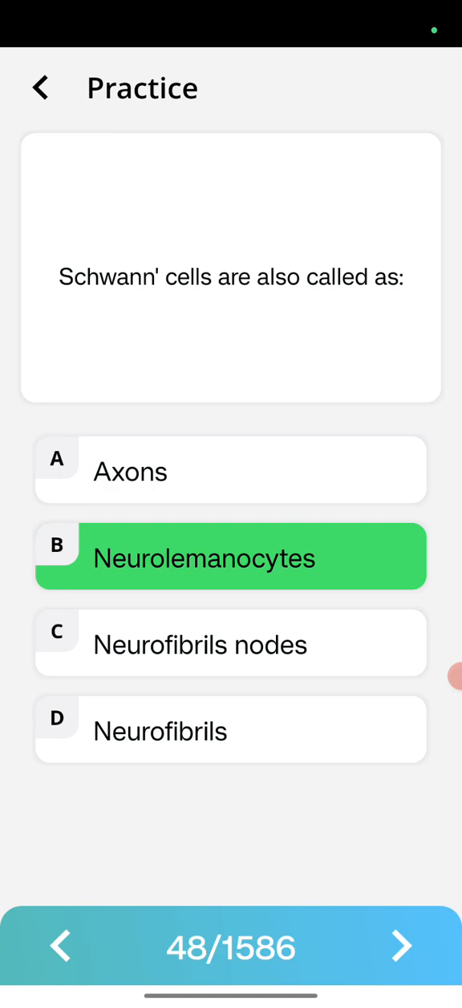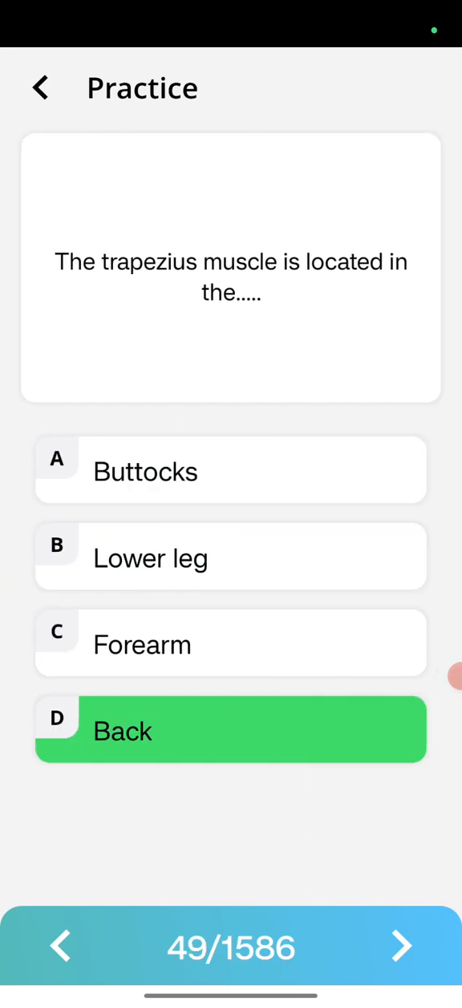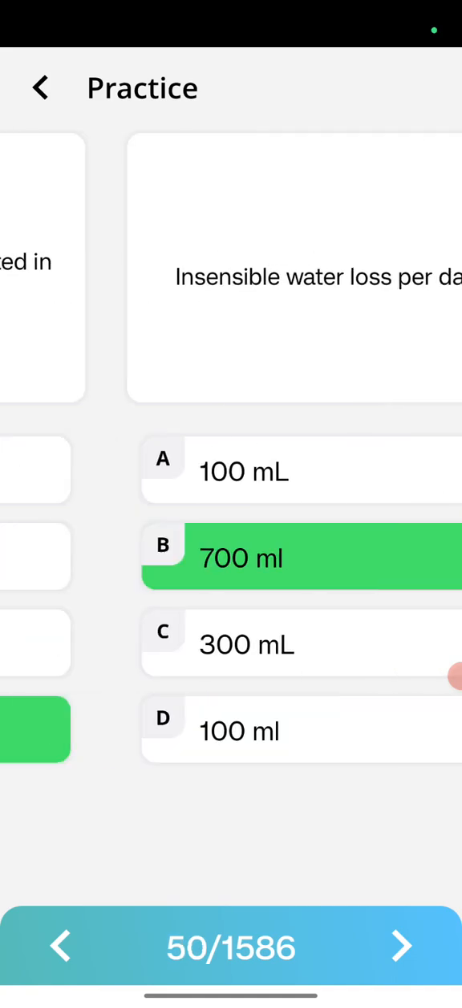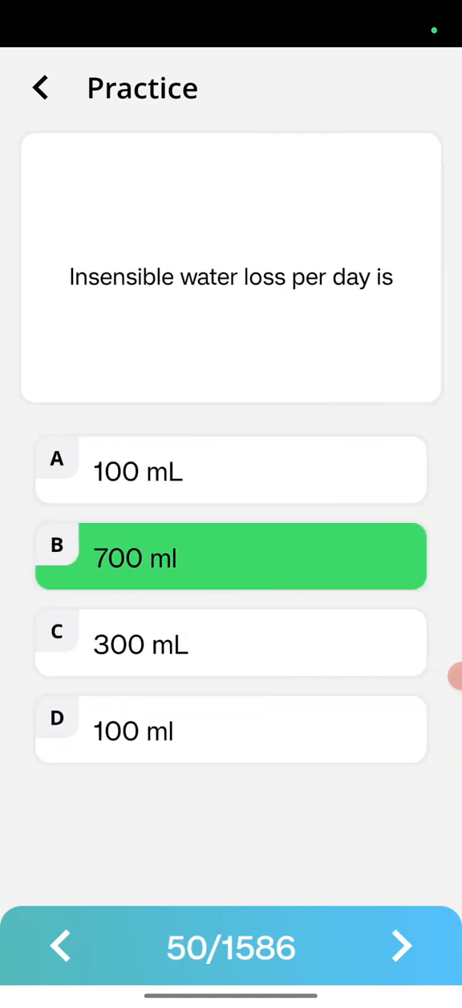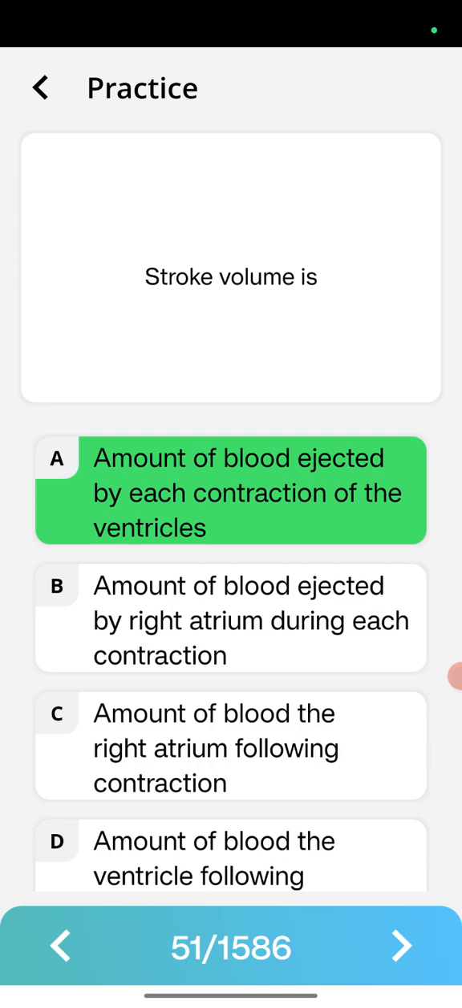Schwann cells are also called neurolemmocytes. The trapezius muscle is located in the back. Insensible water loss per day is 700 ml.